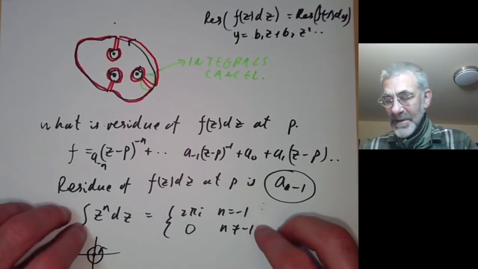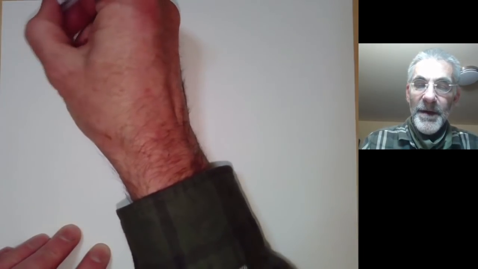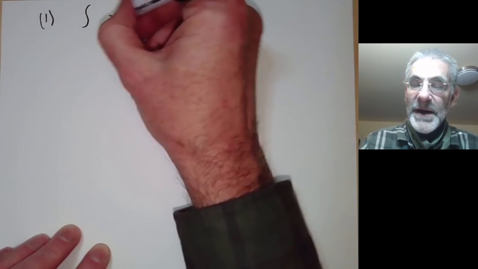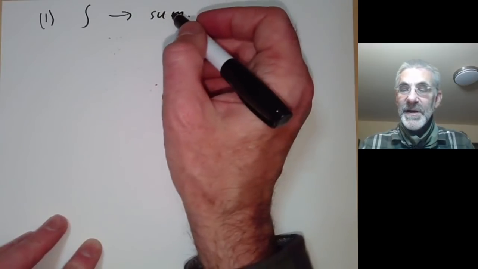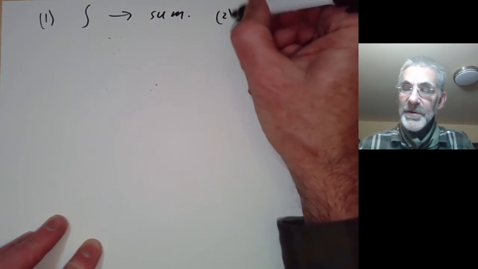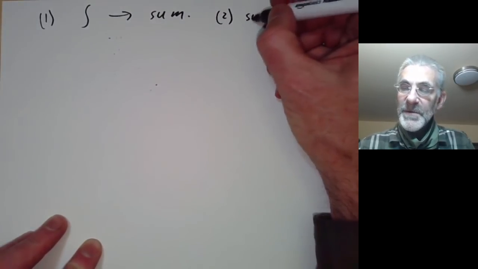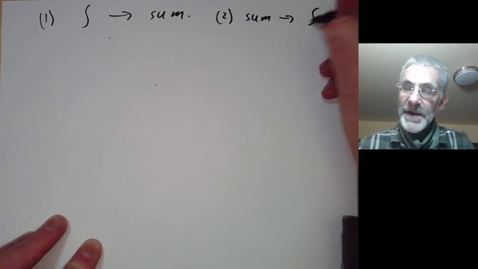So now let's do some examples of how to use the residue calculus. There are two ways of doing it. First of all, we can convert an integral into a sum, because if we've got an integral and it happens to be a contour integral, then it's just a sum of residues. The second thing we can do, which is slightly less obvious, is we can convert a sum into an integral.